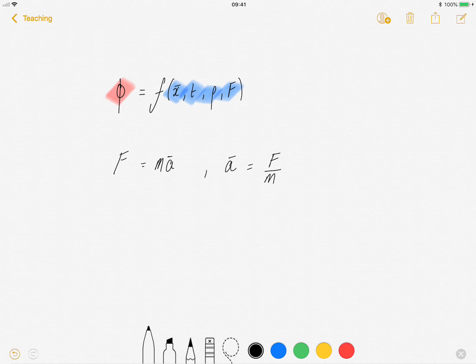Or the resultant force and acceleration can also be written as the time rate of change of velocity. That is, acceleration is really just the derivative of the velocity with respect to time. And that is equal to the resultant force divided by the mass.